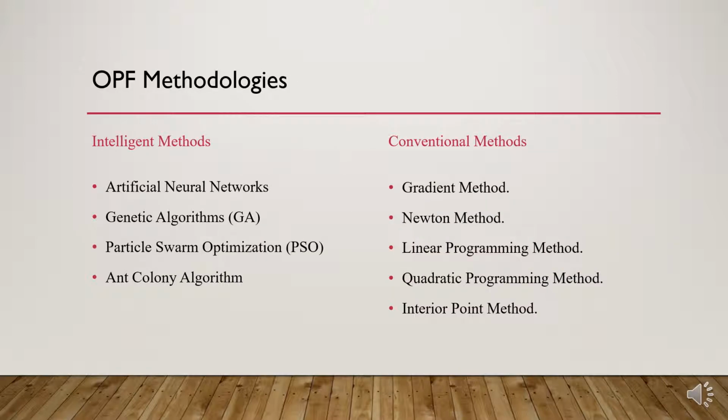The OPF methods are broadly grouped as conventional and intelligent. Conventional methodologies include techniques like gradient method, Newton method, quadratic programming method, linear programming method, and interior point method. Intelligent methodologies include methods like genetic algorithm, particle swarm optimization, ant colony method, and artificial neural networks.